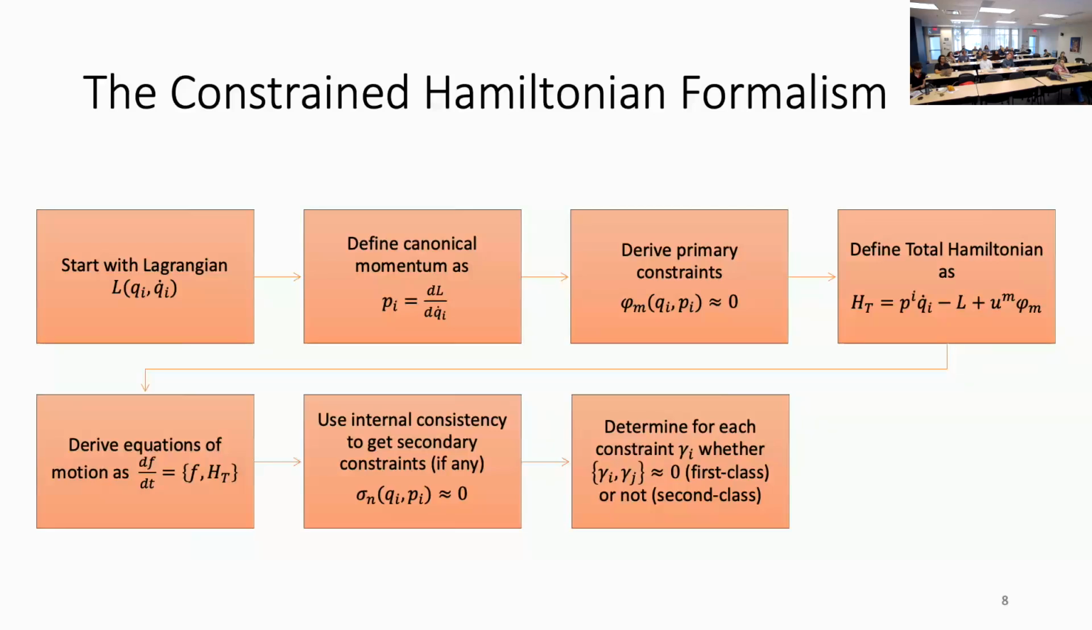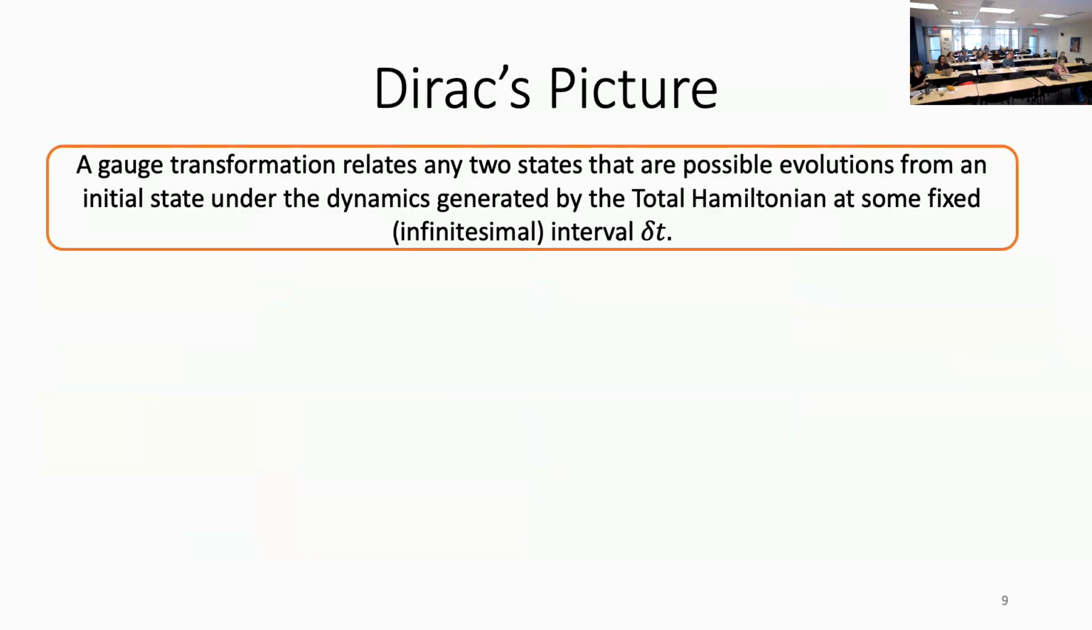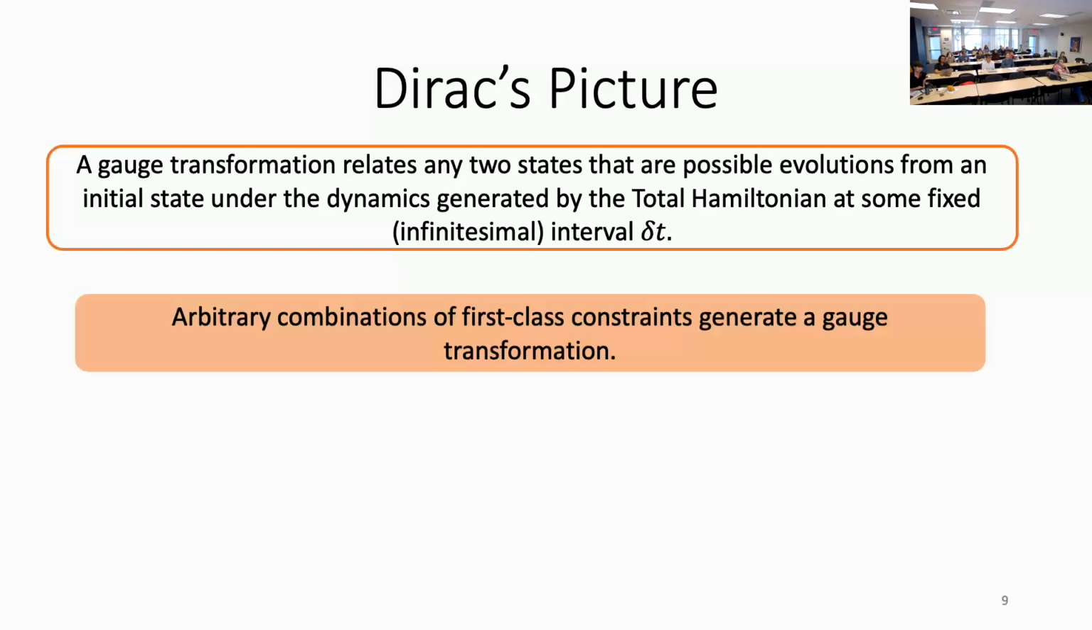Now, Dirac uses this framework to argue the following. He starts by saying, this is how we should understand a gauge transformation in this formalism. We should understand a gauge transformation as relating any two states that are possible evolutions from some initial state under the dynamics generated by this total Hamiltonian at some fixed infinitesimal interval. And with this definition, he shows that arbitrary combinations of the first class constraints generate a gauge transformation.